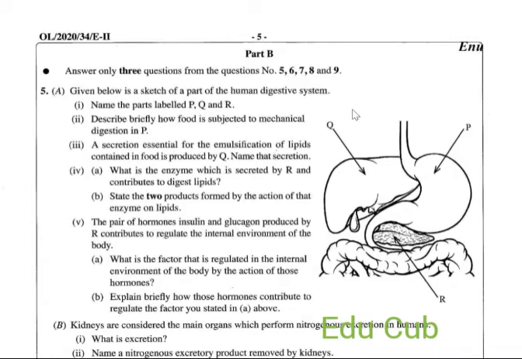Fifth question, the pair of hormones insulin and glucagon produced by R contribute to regulate the internal environment of the body. Here part A, what is the factor that is regulated in the internal environment of the body by the action of those hormones? In part B, explain briefly how those hormones contribute to regulate the factor you stated in A above. Let's move to the answers.